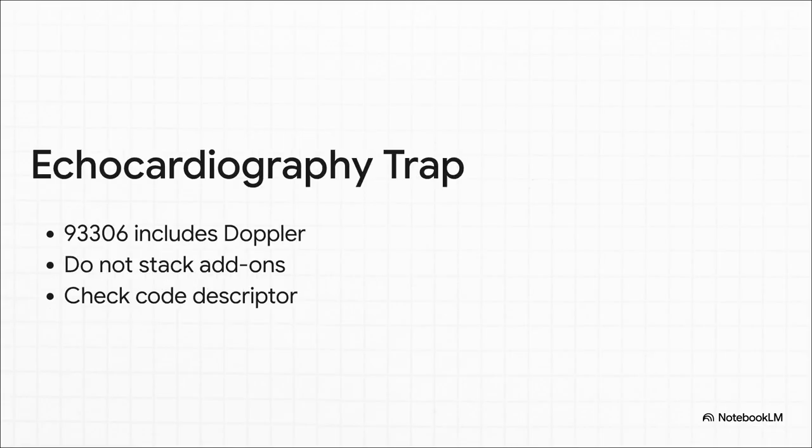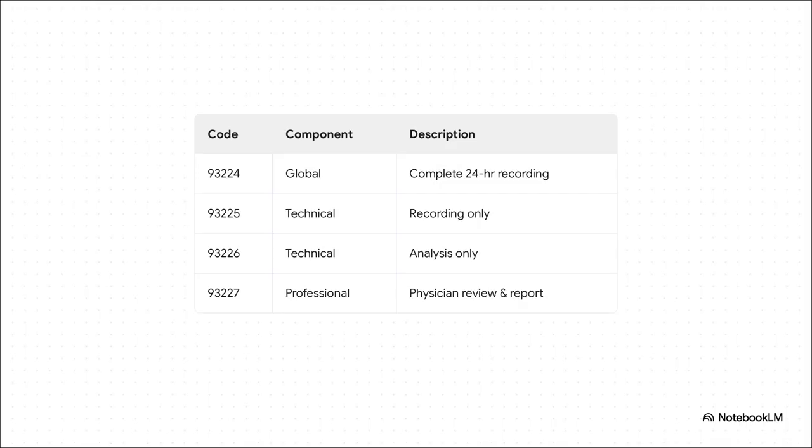When it comes to echocardiography, there's a massive trap waiting for you with code 93306 for a complete transthoracic echo. That base code actually already includes spectral and color Doppler, so please do not stack separate Doppler add-on codes on top of it. You only ever use those add-ons if the base code descriptor specifically says it's without Doppler. And this brings us straight to Holter monitoring and component splitting.